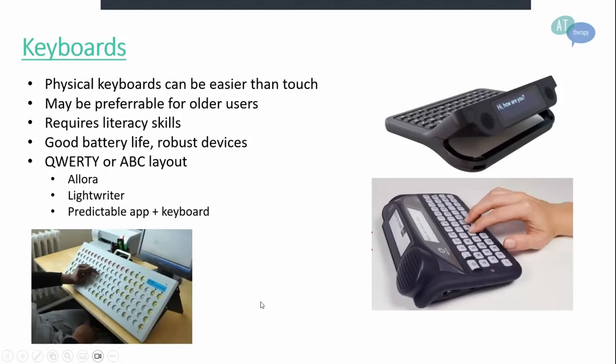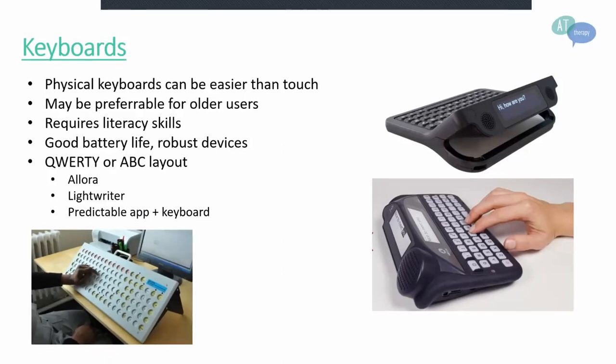And just to say as well, even if you're not using a bespoke device like the Allura or the Lightwriter, the Predictable app, which you might have on an electronic device and might be using with a plug-in or a Bluetooth keyboard, you can also set up functions for different keys, so you can make different keys have different functions, which is just a nice thing to know.